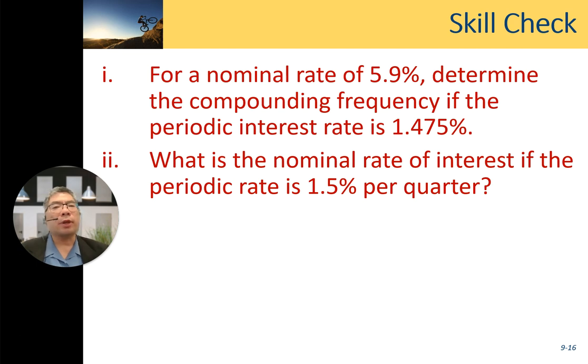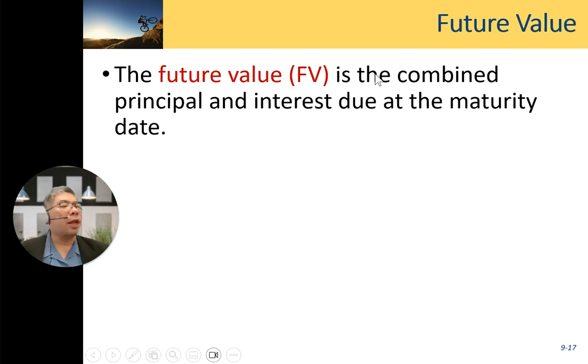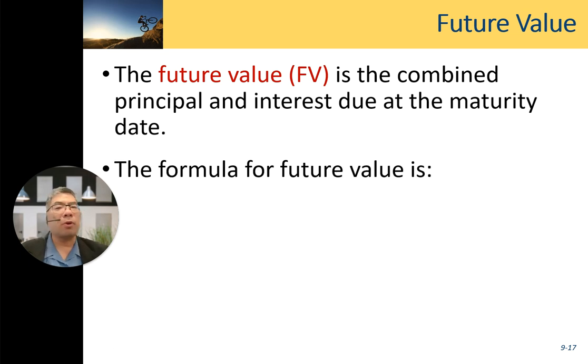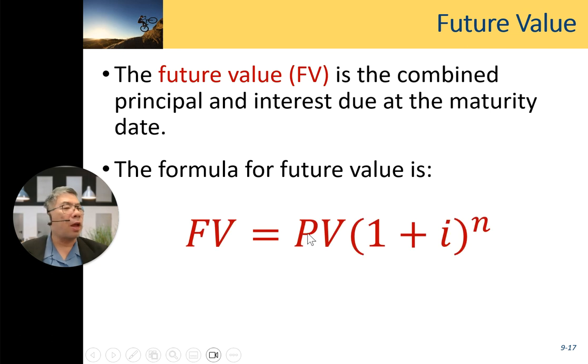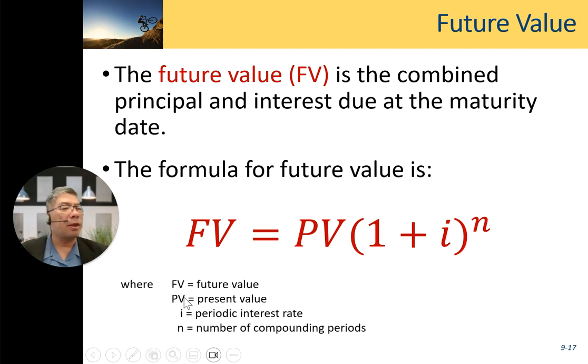All right, let's look at the future value here. Next one, future value is the combined principal and interest due at the maturity date. The logic for the formula will be: future value equal to the present value, open bracket 1 plus I, close bracket, to the power N. So what are the details? FV is the future value, PV is the present value, I is the periodic interest rate, N is the number of compounding periods.